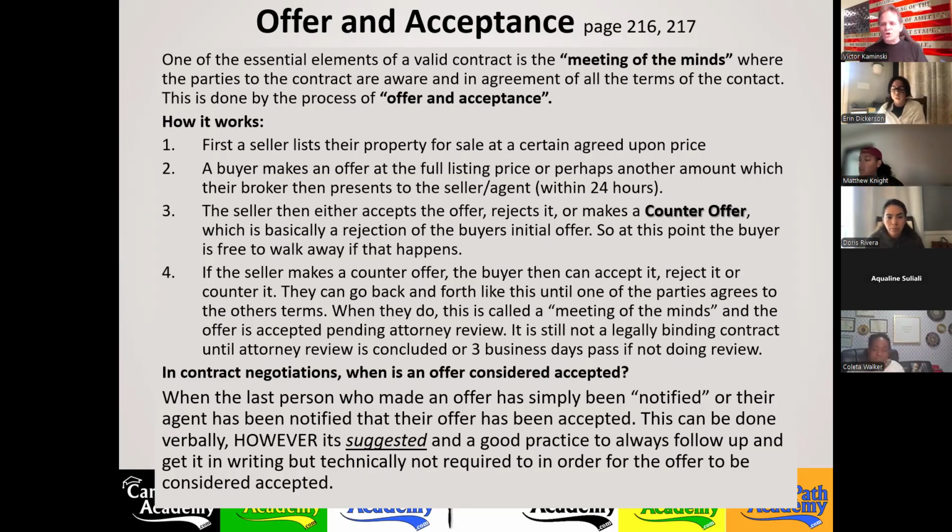Now, it's always a good idea to follow up and get it in writing. But for exam purposes only, technically, when in contract negotiations, when is an offer considered accepted? Simply when you've been notified. It could be verbal. All right. So I think they even have an exam question based on that.